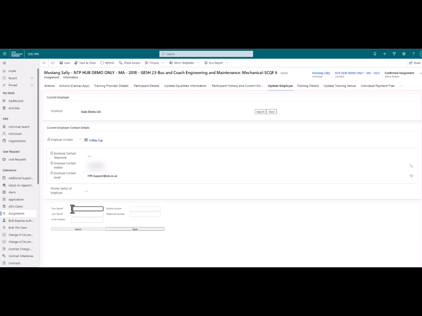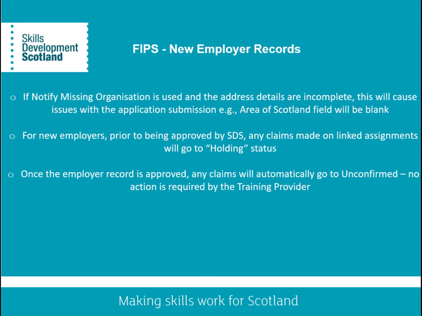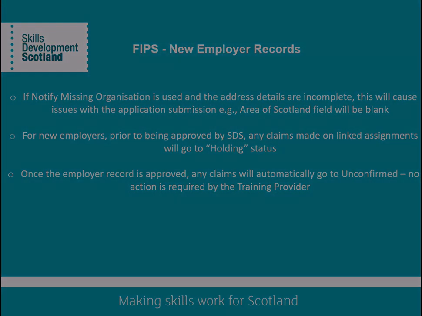For any new employer records created, if claims are processed on the assignments when the employer record has not yet been approved, the claims will go to holding status on the payment plan. Once the employer details have been approved by Skills Development Scotland, the claims will automatically come off holding status and go to unconfirmed, ready for payment. Training providers are reminded to read the Quick Start Guide in full to ensure compliance with the organisation's search process in FIPS.